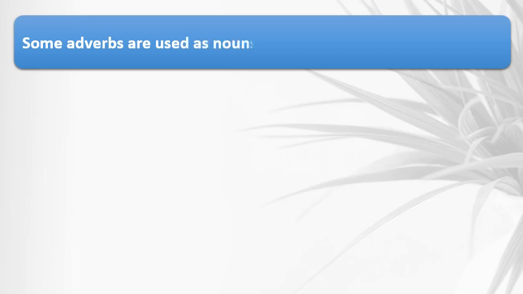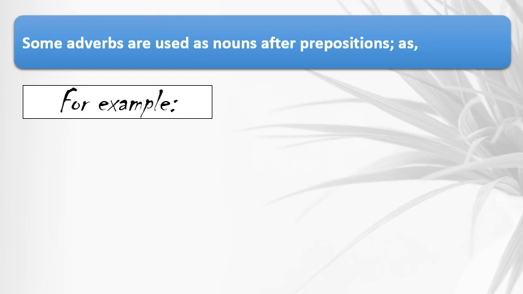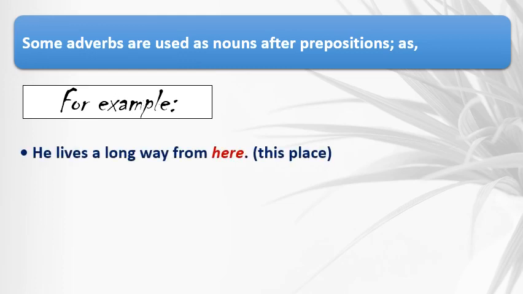Some adverbs are used as nouns after a preposition. To clarify it, let's see some examples. Number 1, he lives a long way from here. So the meaning of here is this place. It is an adverb of place, but when adverbs are used just after the preposition, they work as a noun in the sentences. Same with other examples also.